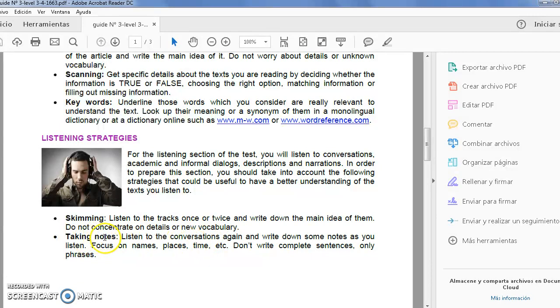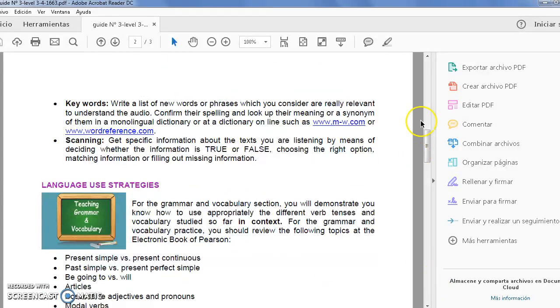The second strategy is taking notes. In this case, you do write down phrases, words, about the conversations or the text you listen to. You write the names, the places, the time, any important information that you consider, but do not write complete sentences, okay? Only phrases. Phrases are incomplete sentences.